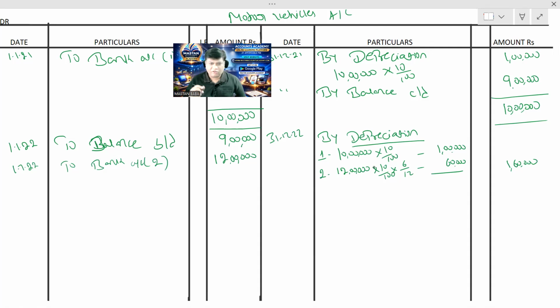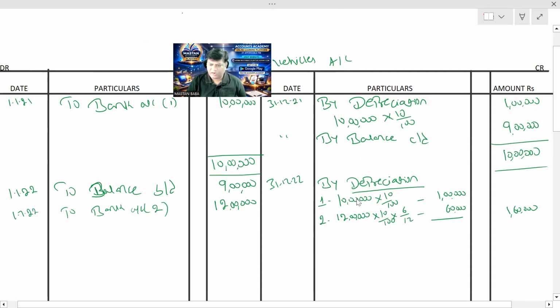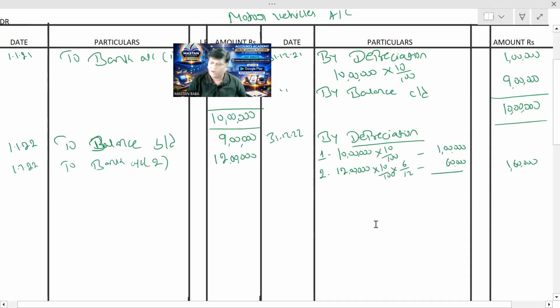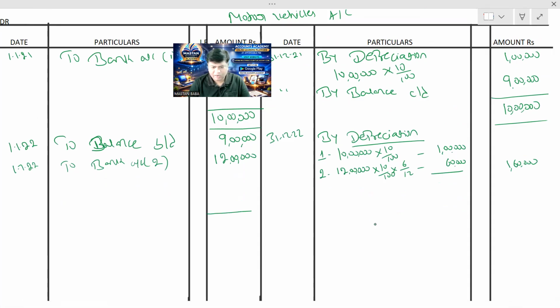So the depreciation for the full year on the 2 motor vehicles: the first one is 10 lakhs utilized for the full year, 10% is 1 lakh, and the second one has been utilized for 6 months, 12 lakhs into 10 by 100 into 6 by 12, 60,000. Now, dear students, we will balance once again. 12 lakhs plus 9 lakhs comes to 21 lakhs on both sides.